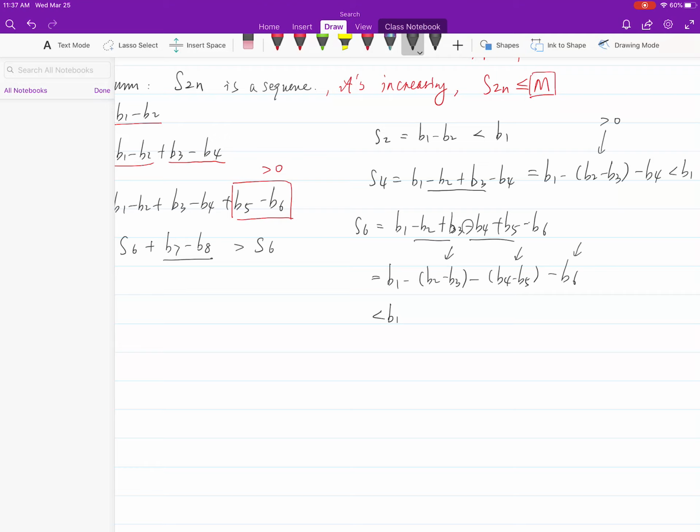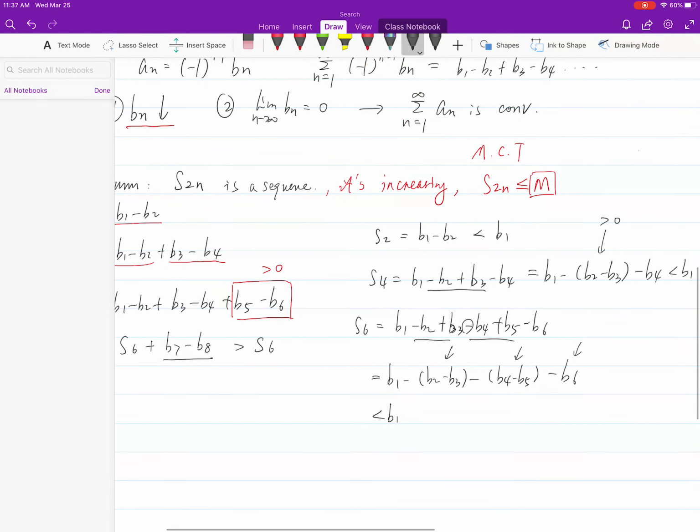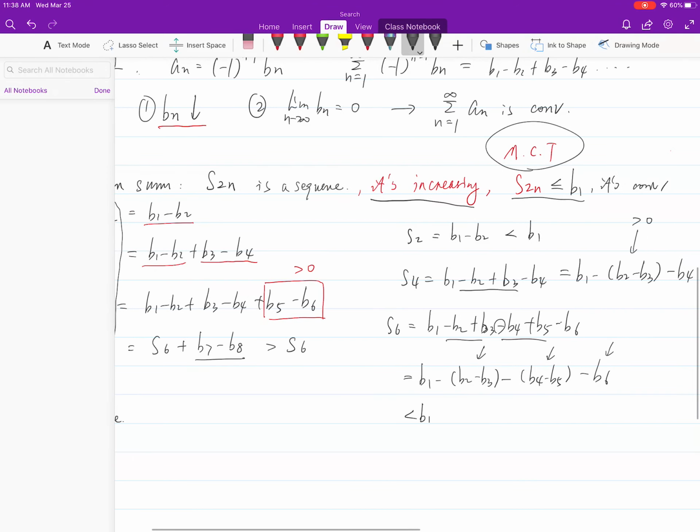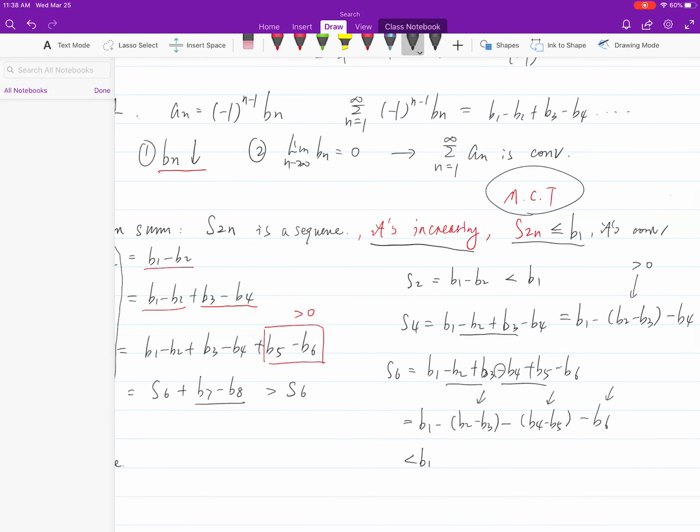So through a smart grouping, we can actually show S8, S10, S2, and all the even sums will be all less or equal than B1. Then it's all set. It's increasing. It's less or equal than a number. Therefore, it's convergent, according to the monotonic convergence theorem. So we just prove it. The series is going to be convergent.